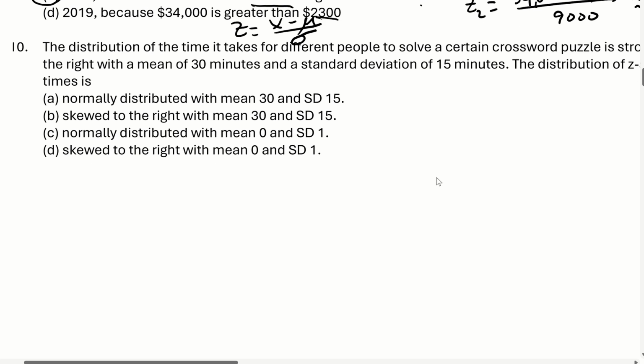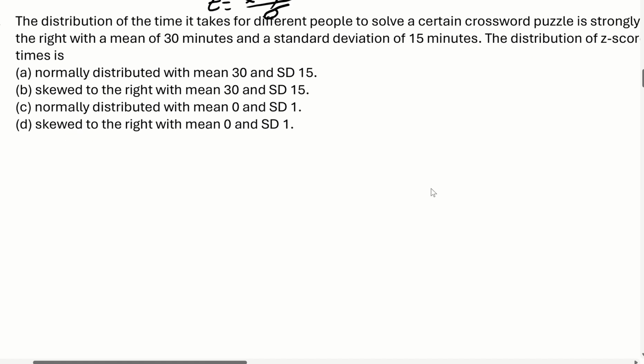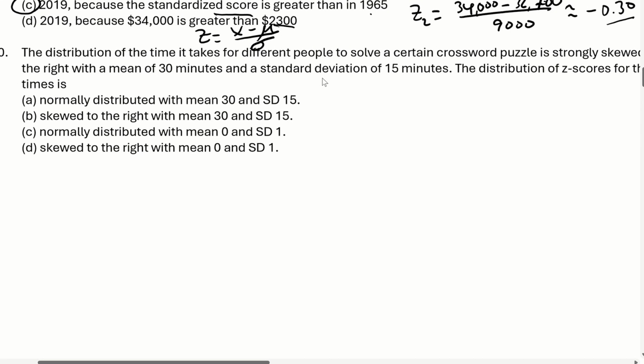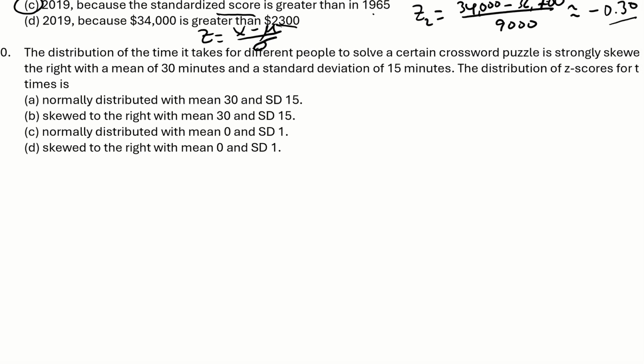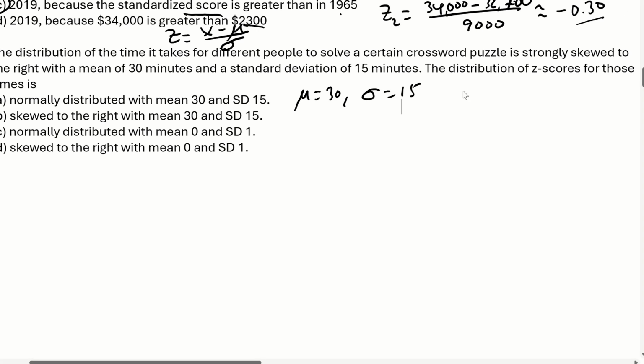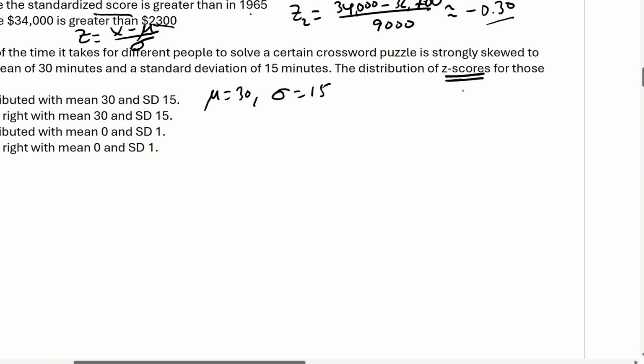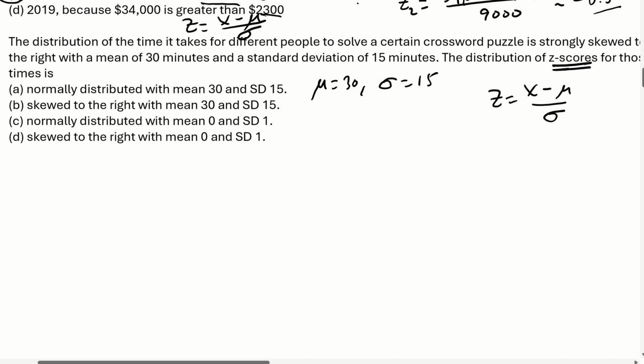All right. So number 10, the distribution of the time it takes for different people to solve a certain crossword puzzle is strongly skewed to the right with a mean of 30 minutes and a standard deviation of 15 minutes. So we've got a mean and a standard deviation. It says the distribution of z-scores for those times is, so remember the formula for z-score is x minus mu divided by sigma. So it says the distribution is going to be what?